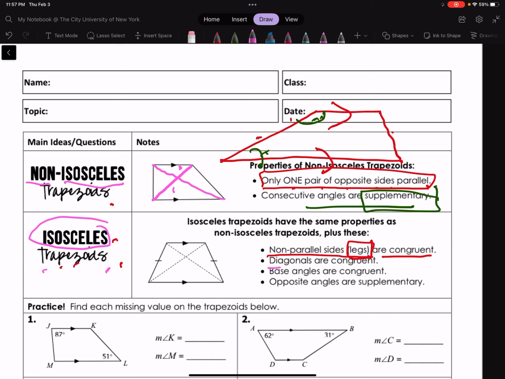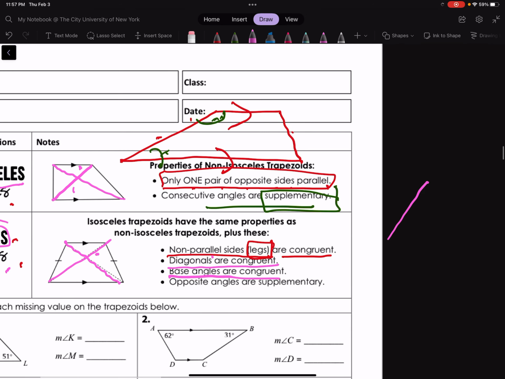But in the isosceles trapezoid, diagonals are congruent, okay? This diagonal and this diagonal are congruent. So that is a difference. Base angle, like in an isosceles triangle, the angles opposite to the congruent sides are called base angles. So likewise here also, angles opposite to this congruent side, its opposite is this, its opposite is this. These two are congruent, okay?